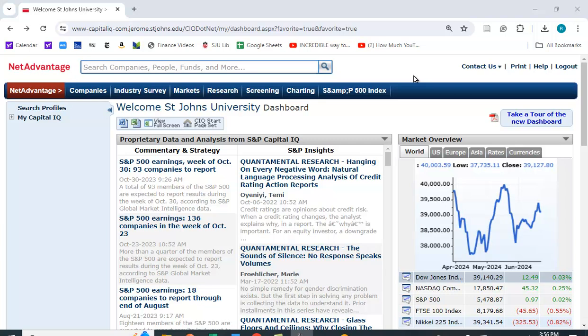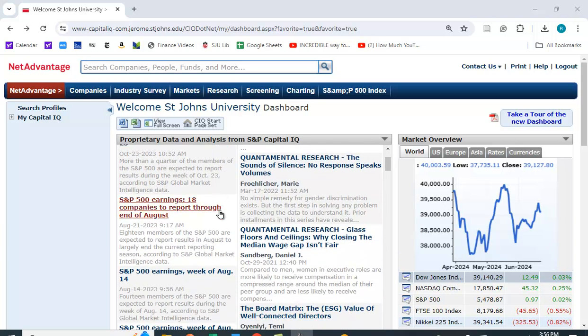S&P NetAdvantage is a subscriber service that most universities, at least the larger ones with business schools, are likely to have, and you're likely to access it through your library's website. So here I've logged in to my St. John's University dashboard for NetAdvantage, and you can see the opening page has a bunch of information here. S&P 500 earnings, week of October 30th, 93 companies report. So it gives you some information here that you can find.